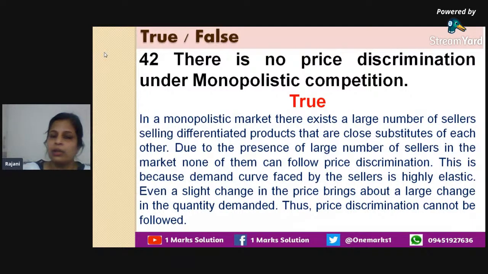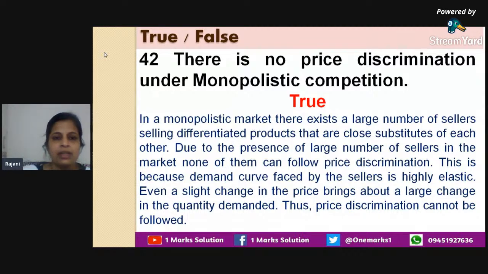All the products are substituting each other. There is only one particular brand we are choosing, that is our wish, but they are close. We can substitute these products for each other. Due to the presence of a large number of sellers in the market, none of them can follow price discrimination. This is because the demand curve faced by the sellers is highly elastic. Even a slight change in the price brings about a large change in the quantity demanded. Thus, price discrimination cannot be followed in monopolistic competition.